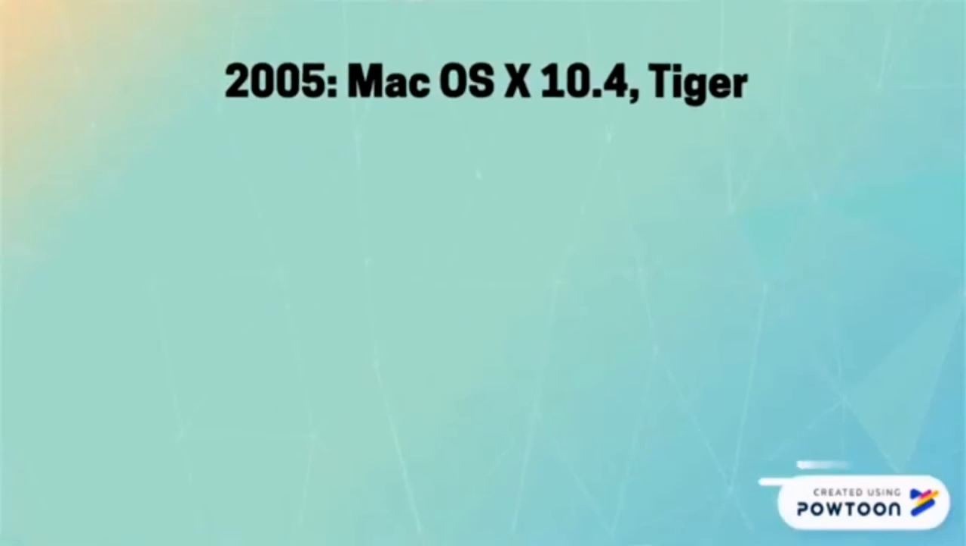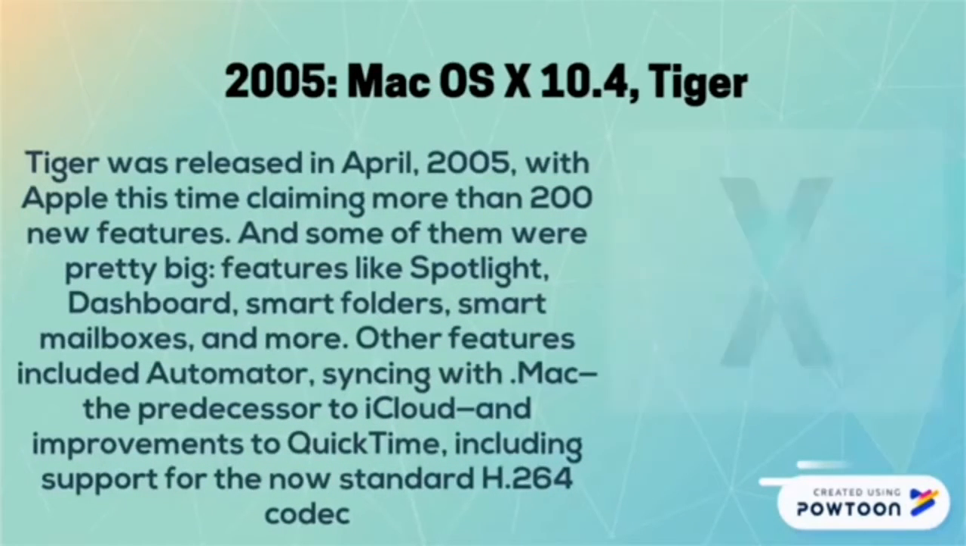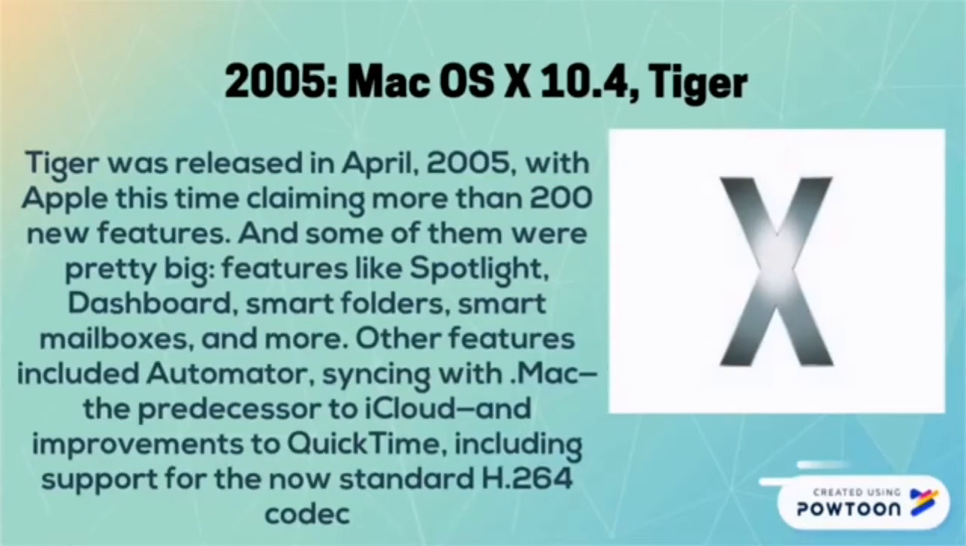Mac OS X Tiger. Tiger was released in April 2005, with Apple this time claiming more than 200 new features, and some of them were pretty big features like Spotlight, Dashboard, Smart Folders, Smart Mailbox, and more.